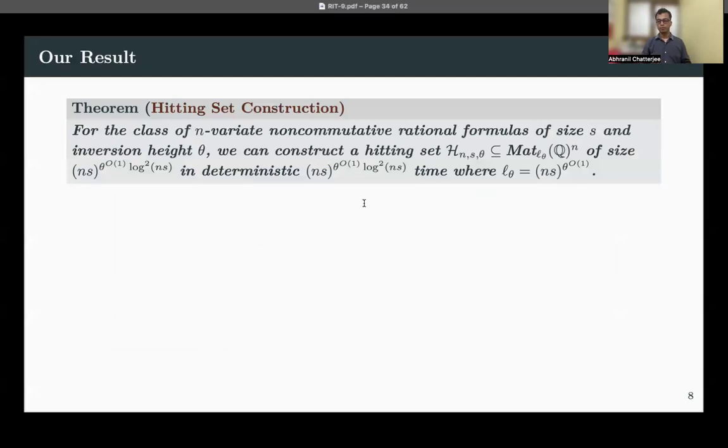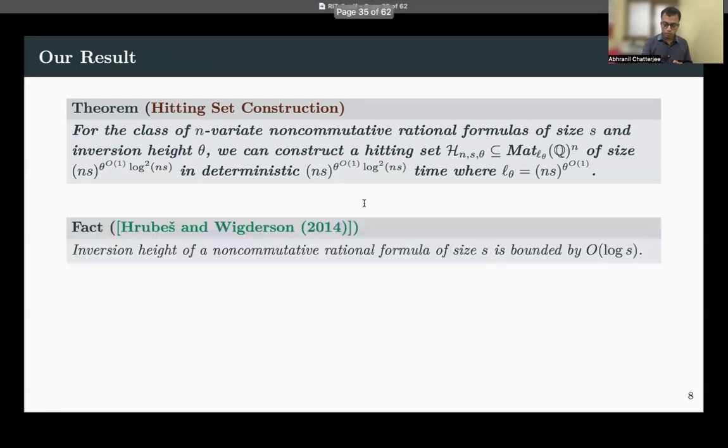What we show is, for any invertible non-commutative rational formula of size s, suppose the inversion height is theta. Then we can construct a hitting set, a list of matrix tuples of size (ns)^(theta^O(1)) log^2(ns), in the same running time, where the dimension of the matrices of the hitting set is (ns)^(theta^O(1)).